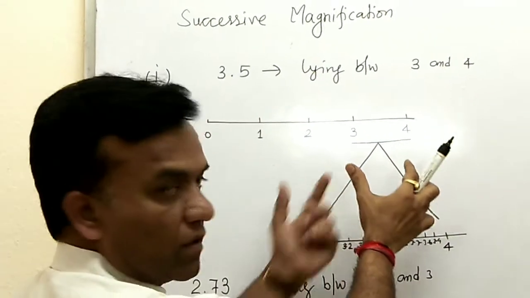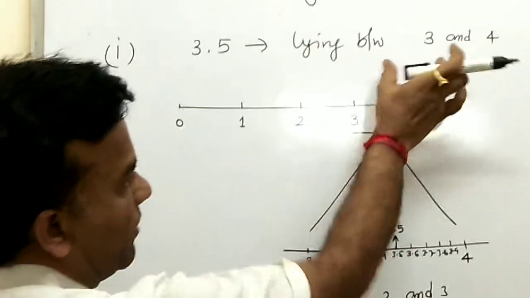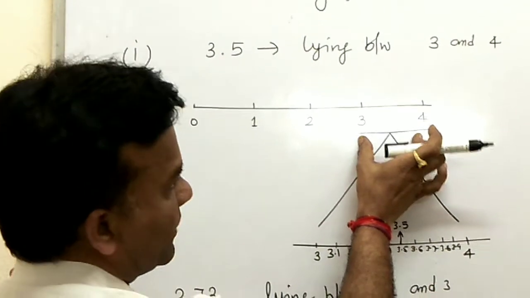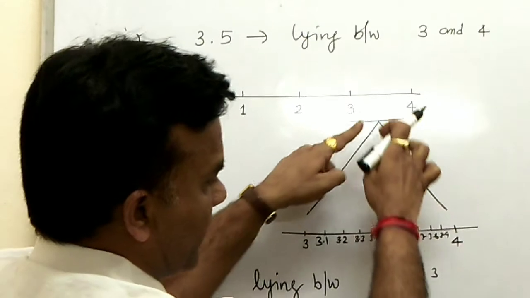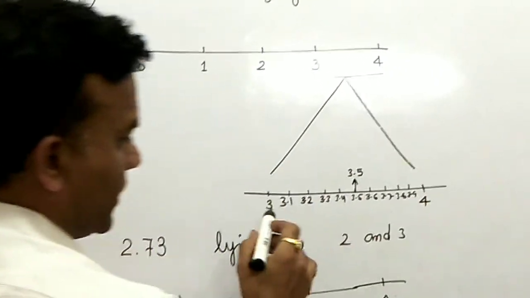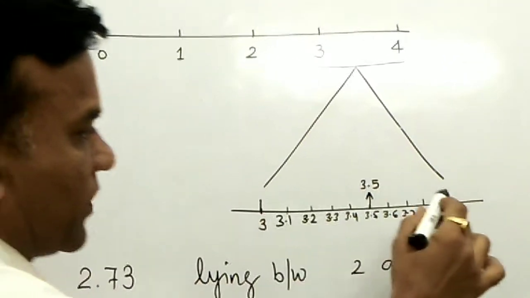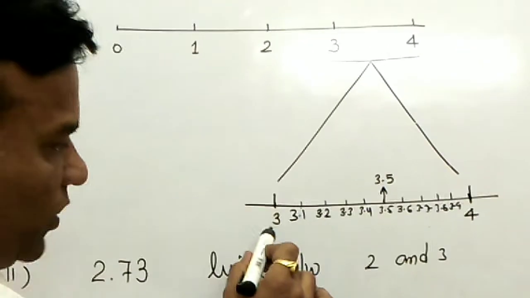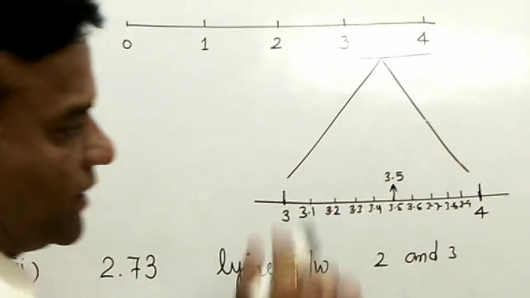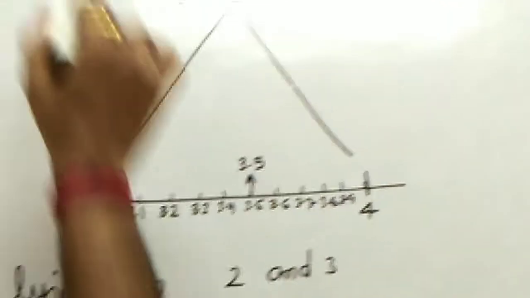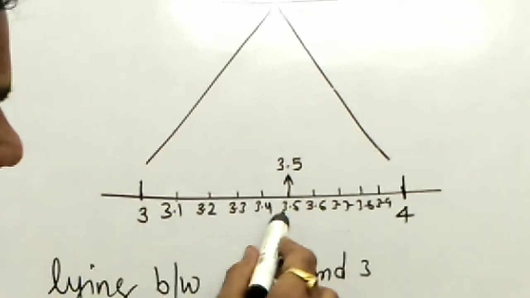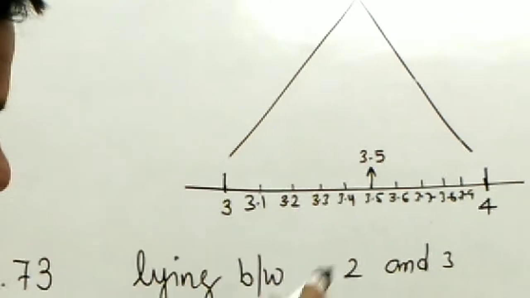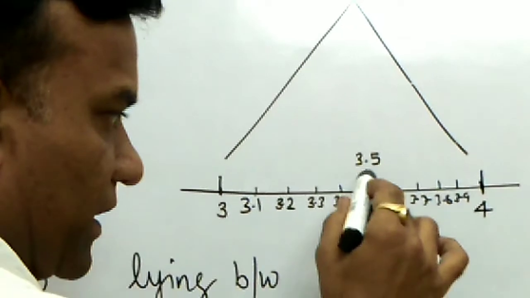So first we underline the line number, like 3.5, between 3 and 4. Here we underline 3 and 4, and then we enlarge 3 and 4. We know that between 3 and 4 you draw 10 parts, and then for your given number you indicate 3.1, 3.2, 3.3, 3.4, 3.5, and so on. So 3.5 is lying here.